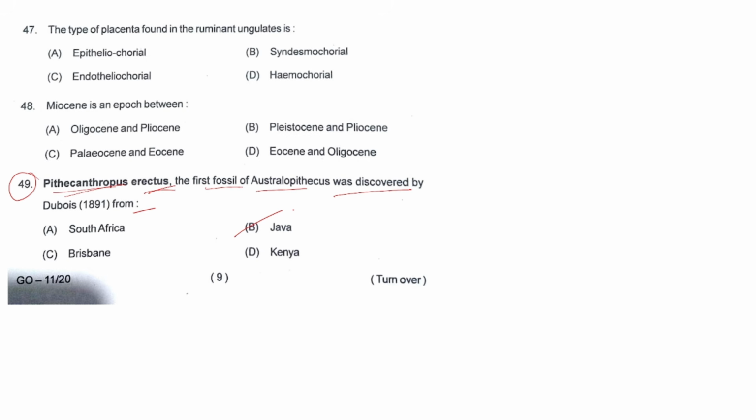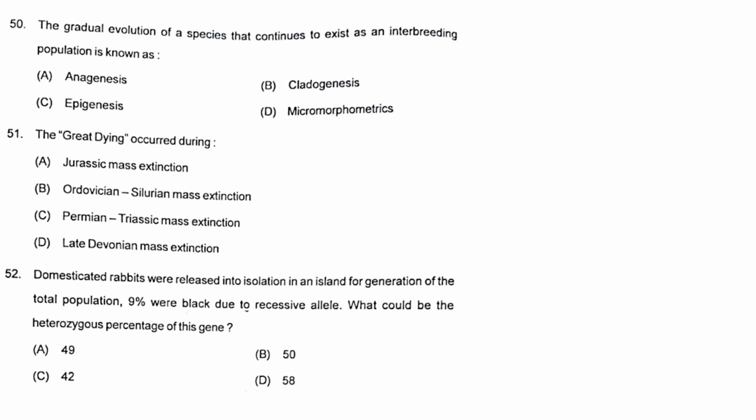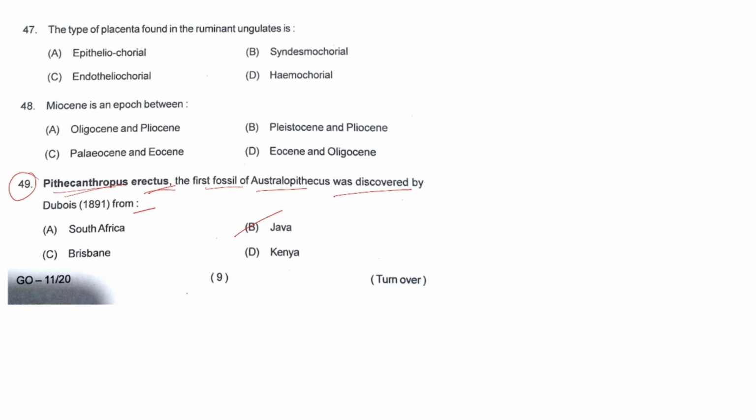Additional information: this Homo erectus is also called Java man or Peking man. This is the same thing. Next, question number 50. This is a question from evolution. The gradual evolution of species that continues to exist as an interbreeding population is known as... If you have studied evolution, you must have come across 2 terms, anagenesis and cladogenesis. So what are these? Anagenesis is what?